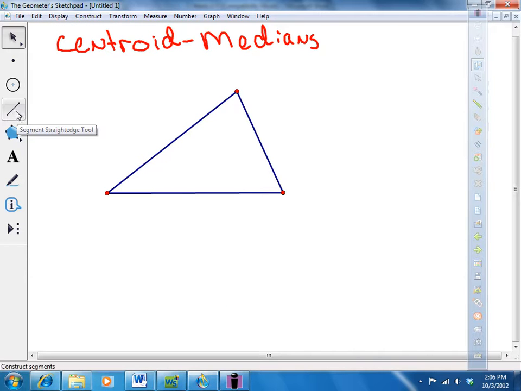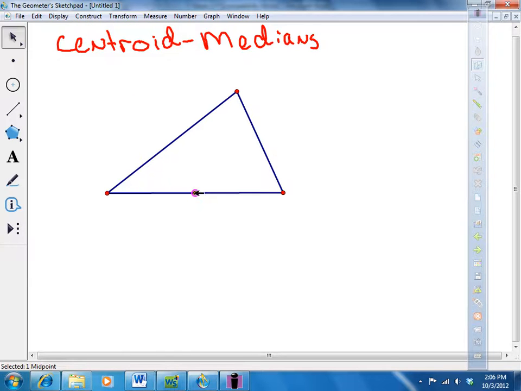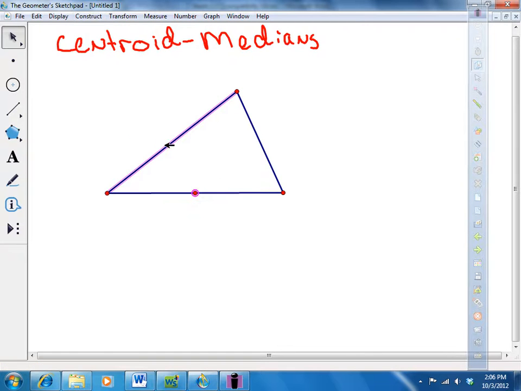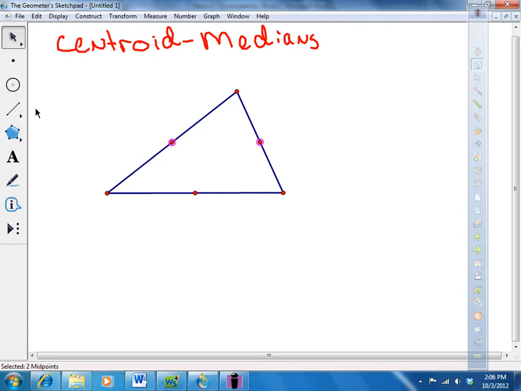But the way I can do it with Sketchpad is I can just click on here and I can construct midpoint. Okay? I don't even have to do it perpendicular. And then I'm going to do here, and I'm going to go construct midpoint. I'm going to construct the midpoint of these 2 sides. Construct midpoints. So now I have my 3 midpoints.